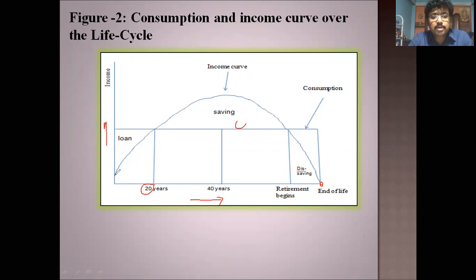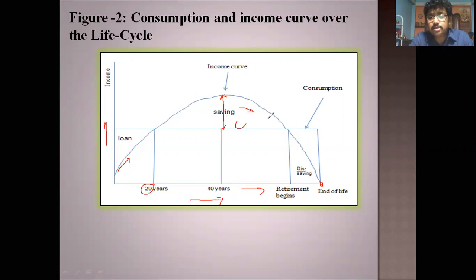This is the income curve. As his years increase, his income is increasing. When he is 40, his income is at its peak. This much amount of savings is maximum here. And when he is going to retirement, the income curve is declining, and his total amount of savings is declining.